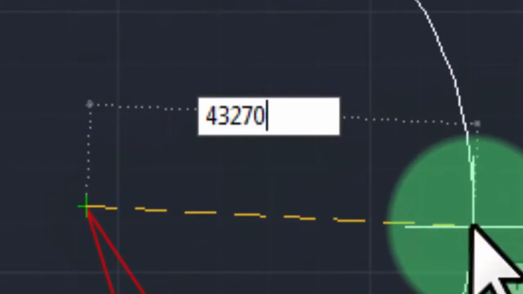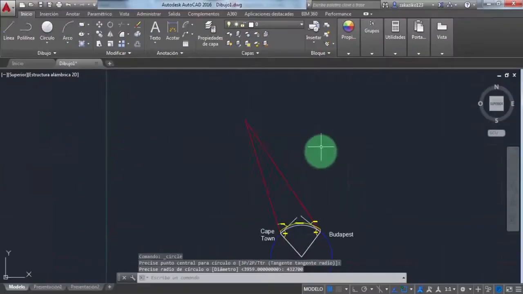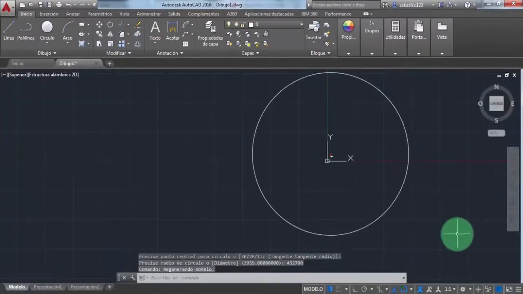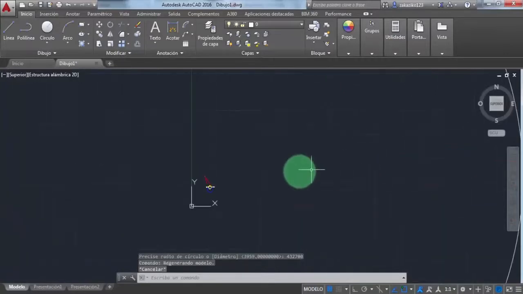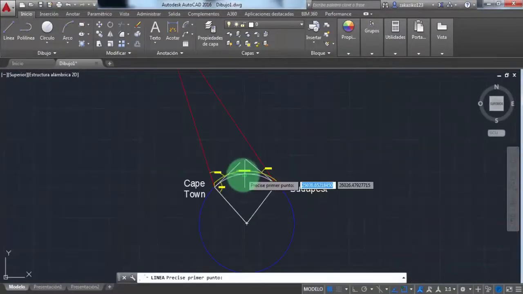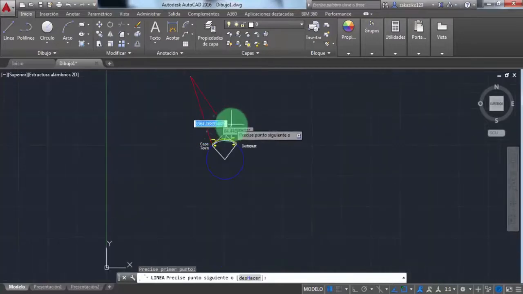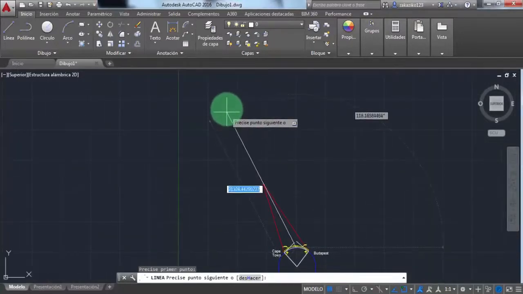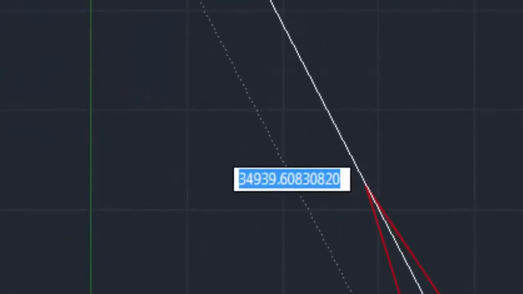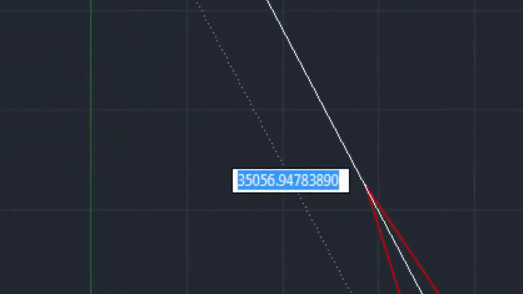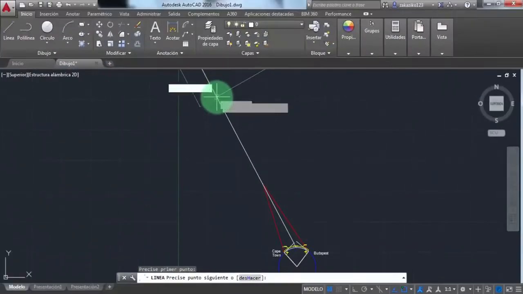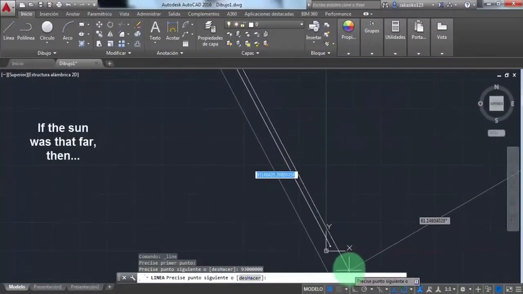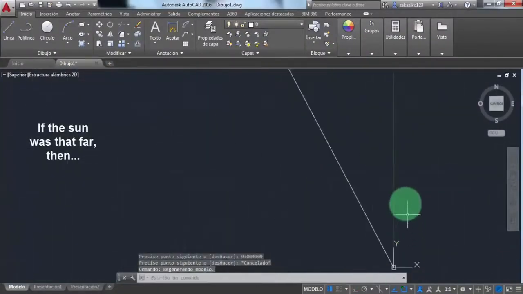Four, 3, 2, 700. Wow, that is huge. But it doesn't matter. I'm gonna draw a 93 million miles line just to see the difference. Wow.